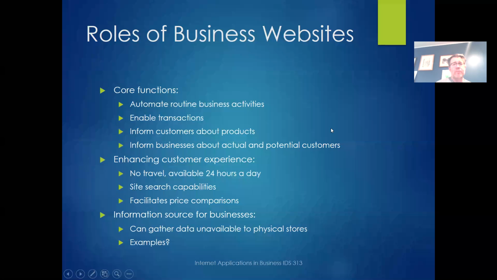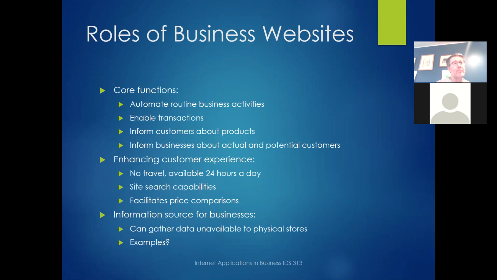So key things that business websites do. Number one, automate routine business activities. So for example, back in the day, a lot of people ordered stuff through catalogs. I mean, it still happens sometimes, but back in the day, that was the internet. So you would get the Sears catalog or the J.C. Penney catalog, with all sorts of stuff. Everything from appliances to clothes to board games, whatever you wanted to buy, you'd get on the phone and tell somebody what you wanted to buy, and then give them your credit card number and your address, and they would send the stuff out to you.